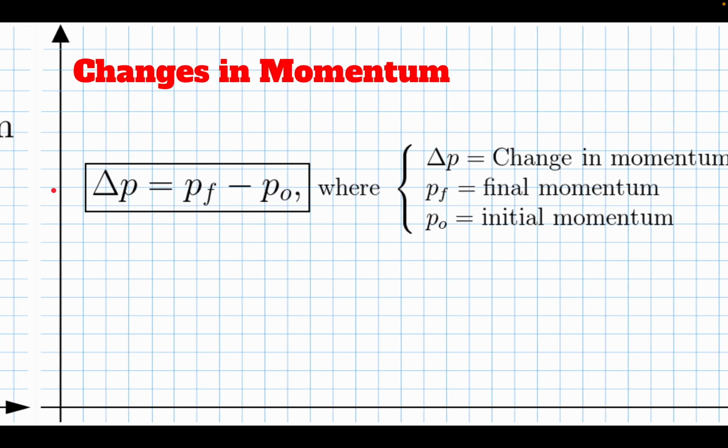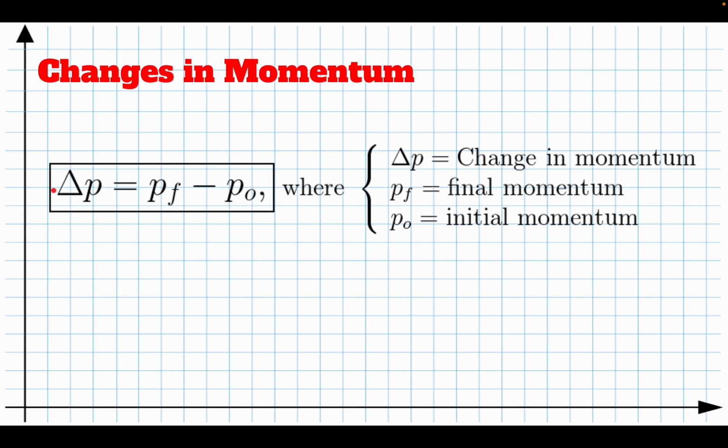Okay? So if momentum is mass times velocity, we can find changes in momentum by taking the final momentum minus the initial momentum. So if a bike speeds up, you can find the final momentum, you can find the initial momentum, and you can find the difference between the two. That's the delta P, the change in momentum. We're going to use that definition today.